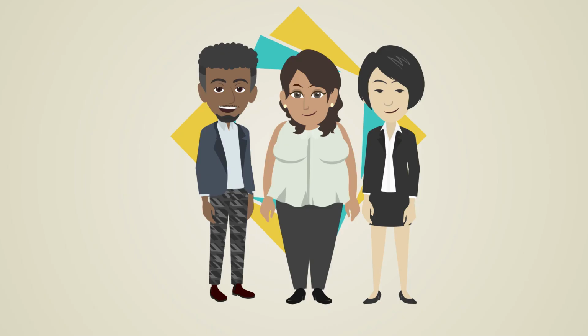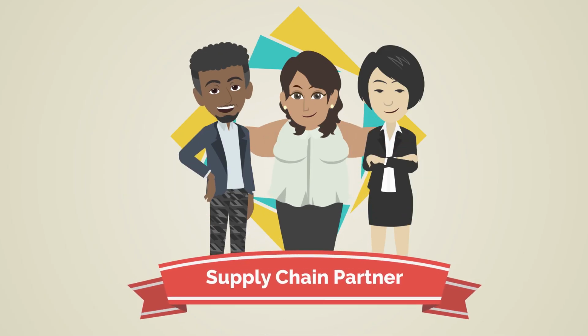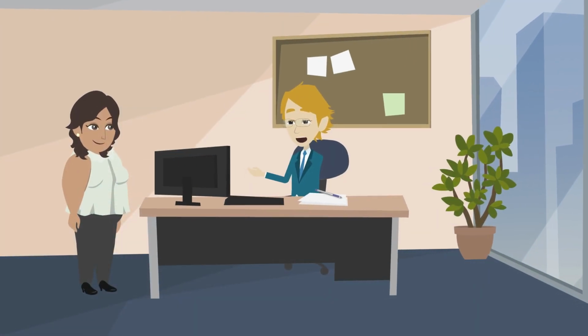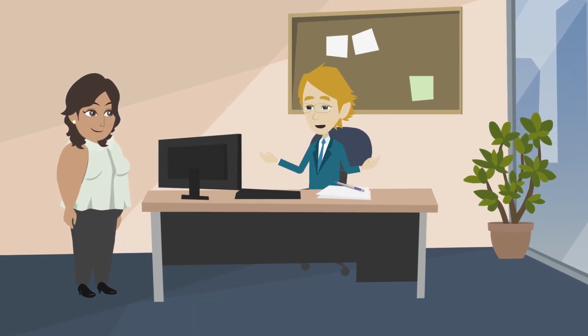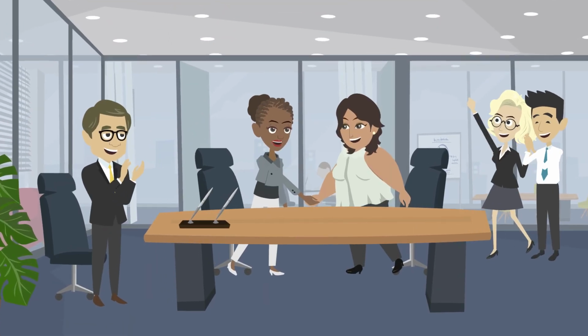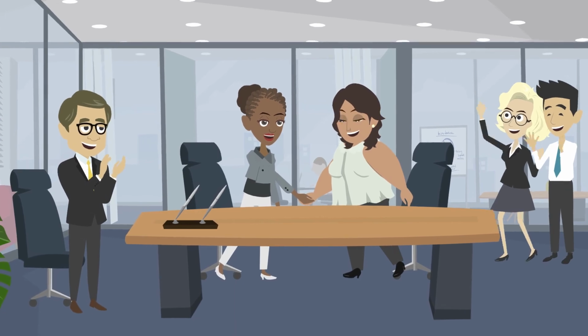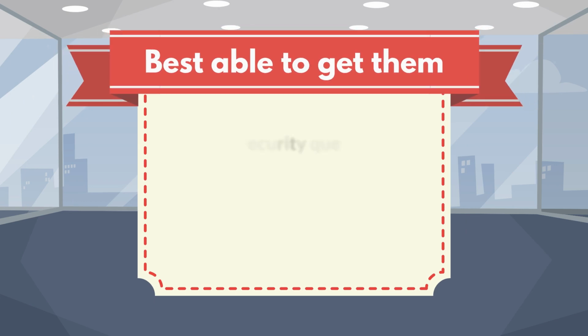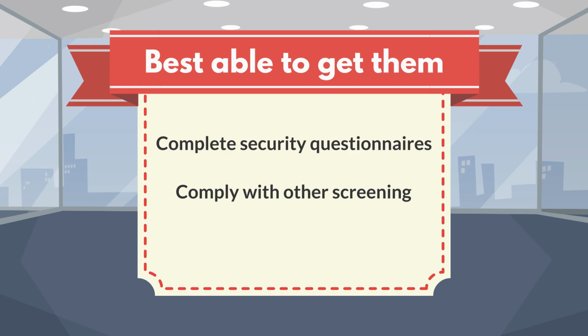For each supply chain partner who is a transportation provider, you must indicate who selects or hires or approves the company. This is because the company that hires the transportation provider has the greatest amount of influence over that company. They are best able to get them to complete security questionnaires and comply with other screening and security measures.